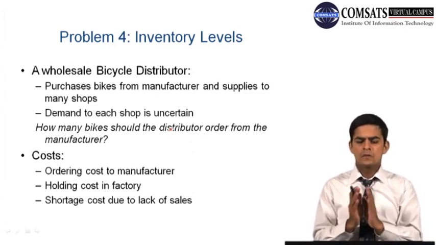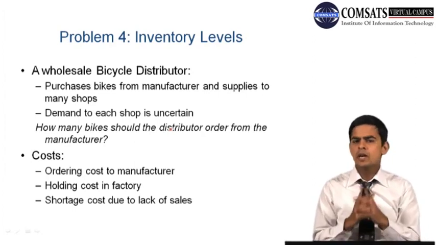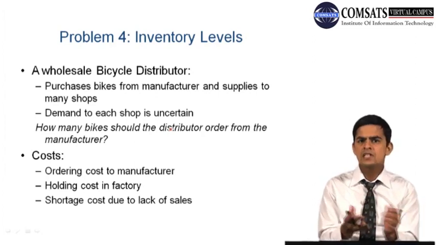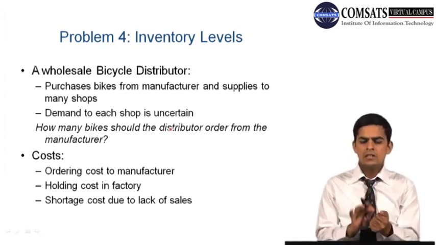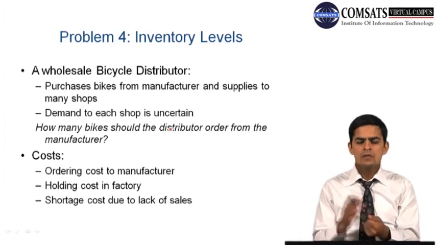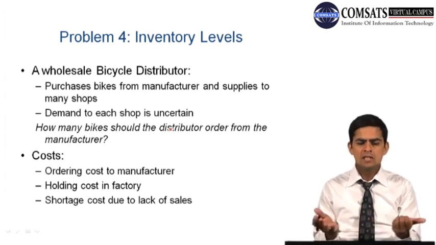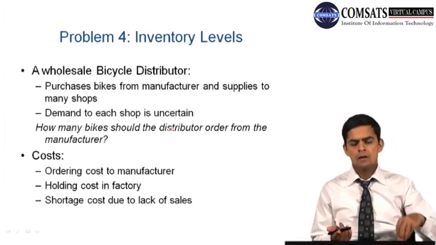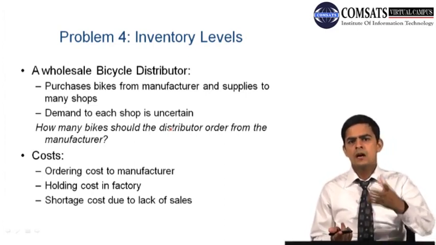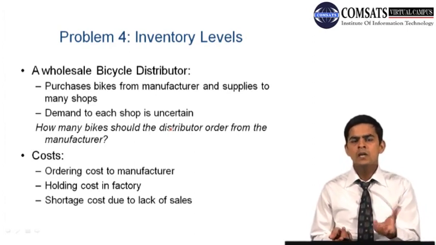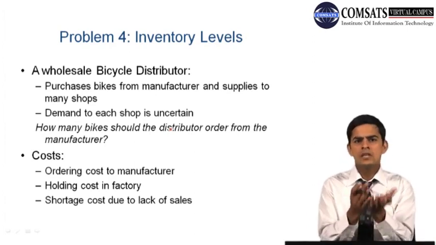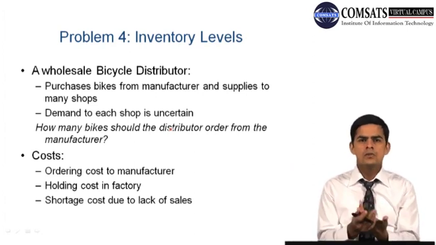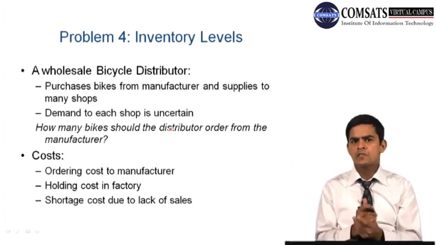Okay, so demand is definitely uncertain. You cannot predict when customers will come and buy bicycles from a retail shop, so you cannot predict the orders that you will get from those shops. The wholesale distributor cannot predict the orders, but of course when someone comes and asks for, let's say, 100 bikes from him, he should be able to deliver, because if he doesn't deliver, he will go to some other distributor and buy from him, and he will lose revenues and hence lose profits.